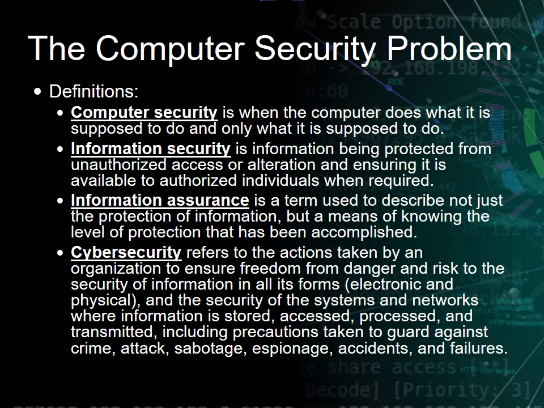So the book defines computer security as when the computer does what it is supposed to do and only what it is supposed to do. The book also defines information security as information being protected from unauthorized access or alterations and ensuring it is available to authorized individuals when required. Information assurance is a term used to describe not just the protection of information, but a means of knowing the level of protection that has been accomplished.